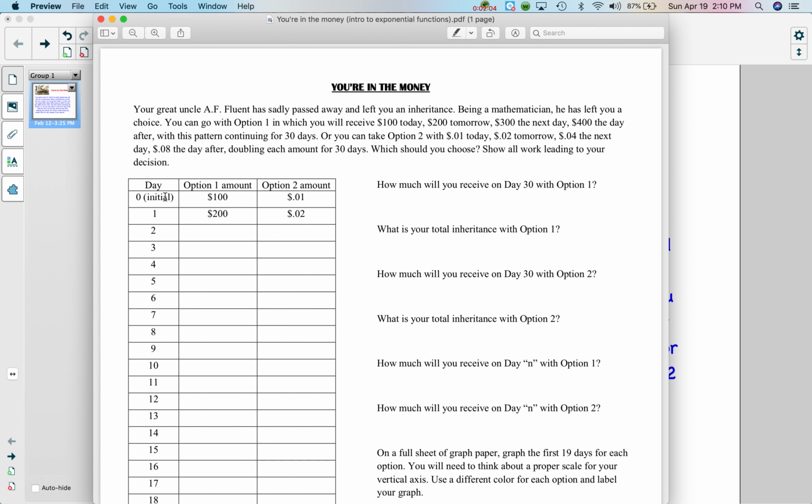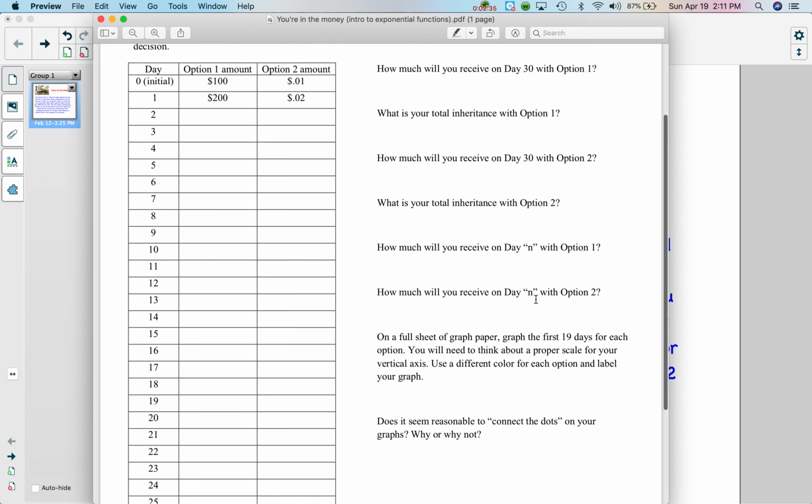Then on day two, you would have $300. So you could continue to fill out that chart. You are getting an additional $100 each day, or with option two, you're doubling each day. So you're going to fill out the chart. Then you have to calculate how much you will receive on day 30. That's just asking on day 30 with option one. And then, what is your total inheritance? The total inheritance is everything in that 30-day period. Then, how much will you receive on day 30 with option two, just on that last day? And then what is your total inheritance with option two?